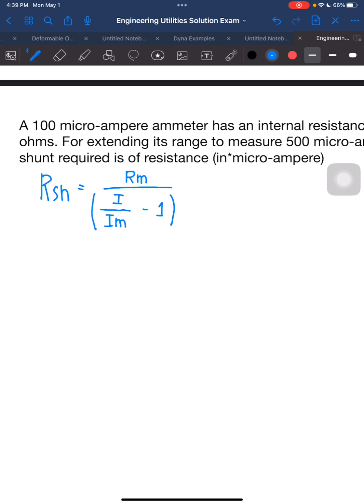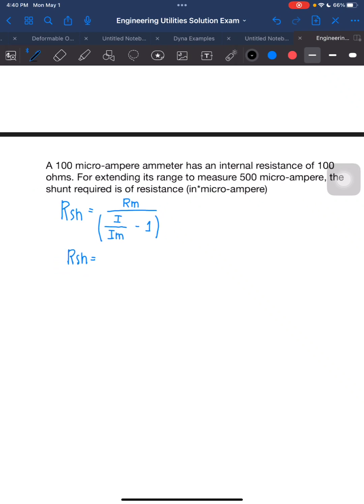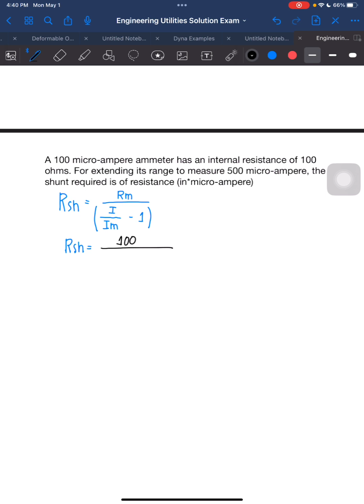So, RSH is equal to RM, yung internal resistance ng coil, 100 ohms, 100 over total current, 500, over nung full scale deflection, which is yung 100 microampere, minus 1.